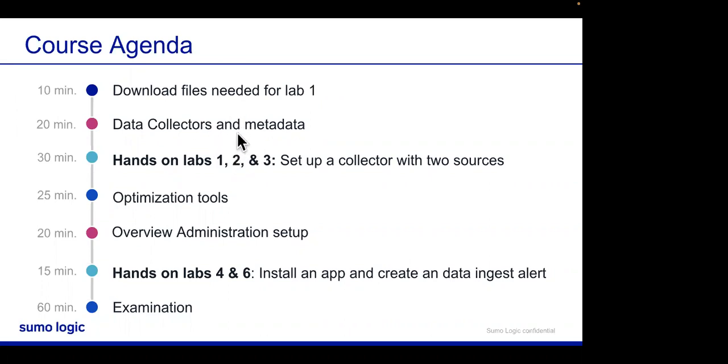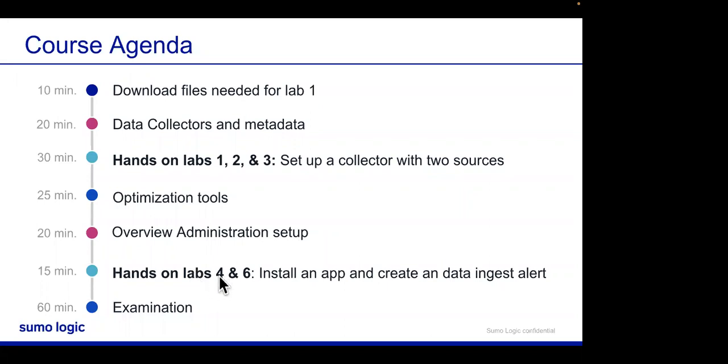Then we're going to talk about optimization and how we can do optimization in Sumo Logic. Things like field extraction rules, our field browsers, our views, our partitions, things that we can do to improve optimization. Then we'll talk about the overall administration setup and go into the administration options, where we'll see all the different options. Then we'll do labs 4 and 6.